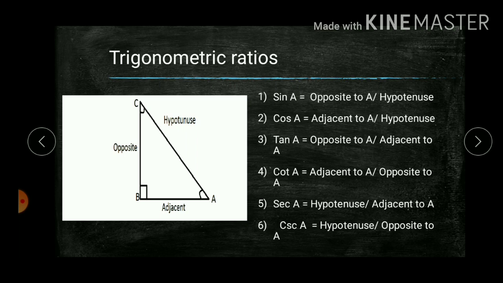When you read these formulas, you will know about the relation between them. Like sin A is opposite by hypotenuse. And what is the relation between cosecant and sin A? They are reciprocal to each other. Just observe the formula: opposite to A by hypotenuse, hypotenuse by opposite A. And cos and secant are reciprocal, and tan and cot are reciprocal. When you know these three formulas, you will know all six.